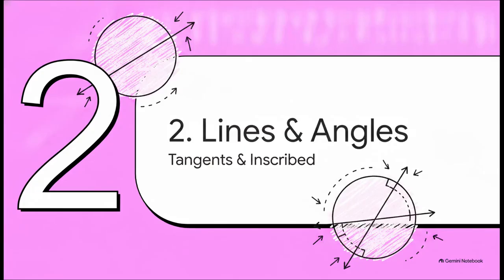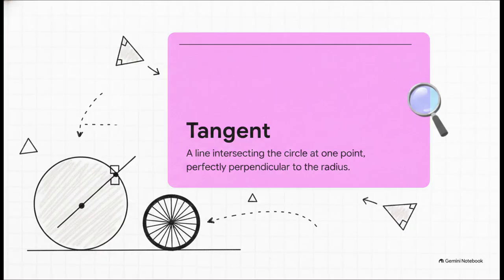Moving right along to section 2, let's start defining our first two terms, tangents and inscribed angles. So, what is a tangent? Well, it's a pretty unique line because it touches the edge of a circle at exactly one single point. Think about a bicycle tire resting on flat pavement. That flat ground is perfectly tangent to the tire.